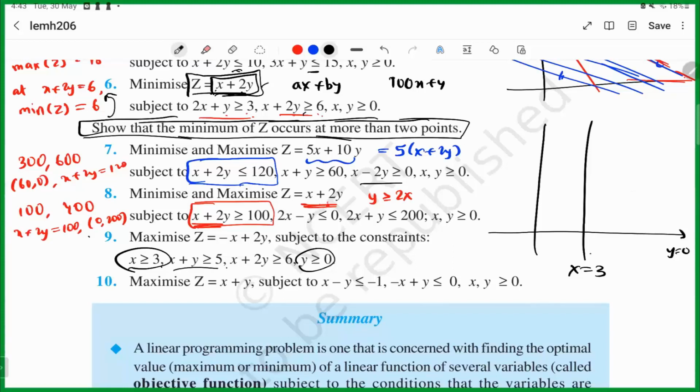x plus y is greater than 5. So we have 5 here. So anything, oh, sorry, my bad. Anything like that is feasible for that region. So currently the common feasible region is that.